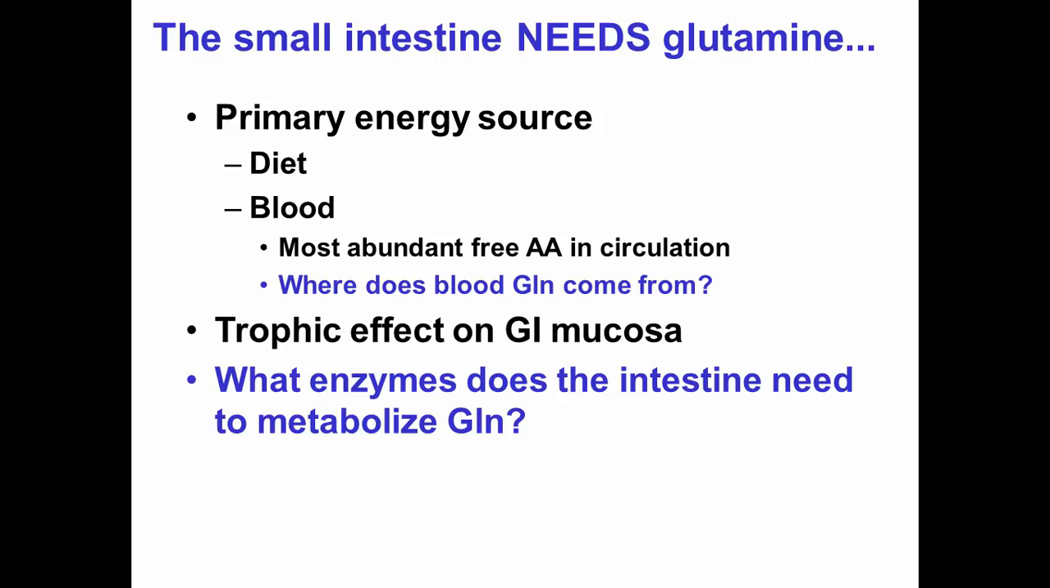Incidentally, just so you know, the small intestine does use glucose as well. About 20% of its energy needs comes from glucose, and then about 40% comes from diet, 40% comes from blood. So you can see a big fraction of the energy requirements are coming from glutamine.